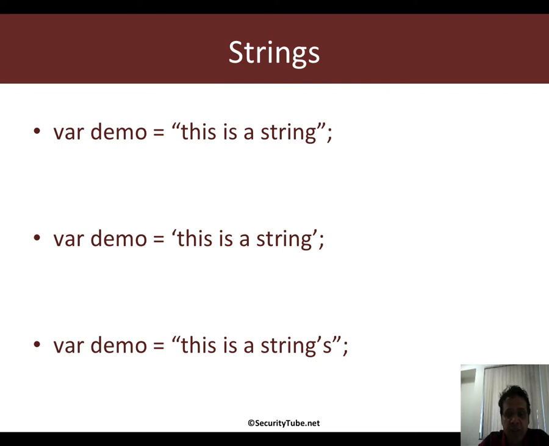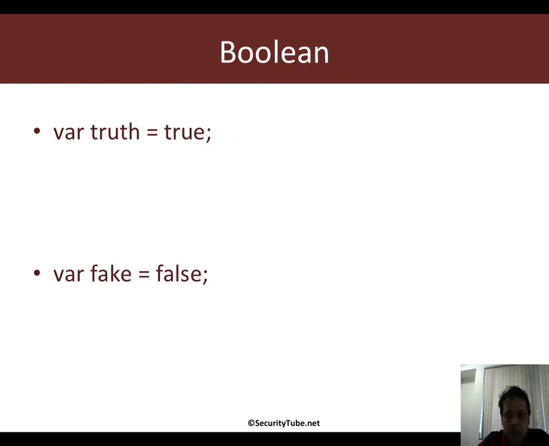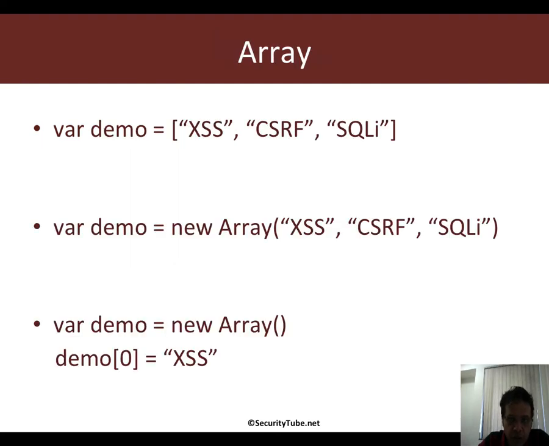Strings can be defined using single or double quotes. Boolean, of course, can be true or false. And one new data type in here is array, which we can define in the regular way, in which we have the square brackets and each item inside of it, comma separated, or we can use the new Array keyword and then define the elements inside of the array. Alternately, we can first define the array with the new keyword and then assign individual elements using the specific location where we want them to be stored.